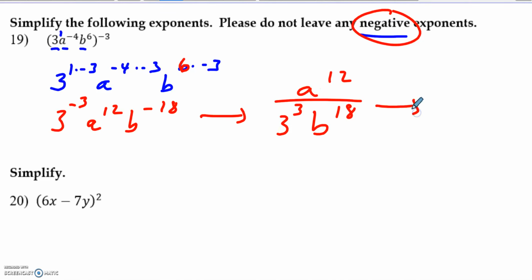I can keep going a little bit, because 3 to the 3rd is not 9, guys. 3 to the 3rd is 3 times 3 times 3, or 27. So my final answer would be a to the 12th over 27, b to the 18th power.